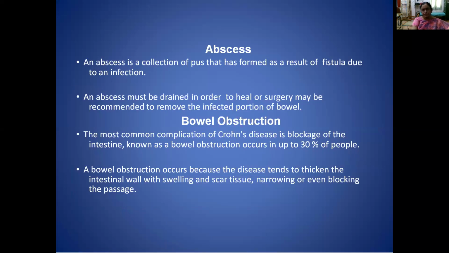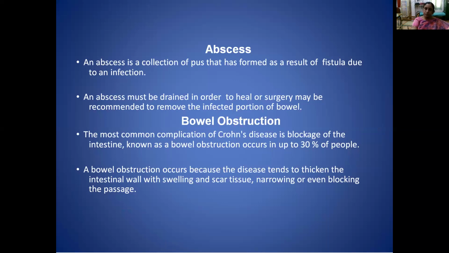Coming to the next one, abscess. An abscess is a collection of pus, usually found as a result of a fistula due to infection in these patients. An abscess must be drained anywhere in the body; the same principle holds good here also. So it must be drained in order to heal, or surgery may be recommended to remove the infected portion of the bowel. The portion which is connected with the abscess most often has to be removed. That is the meaning of this point.